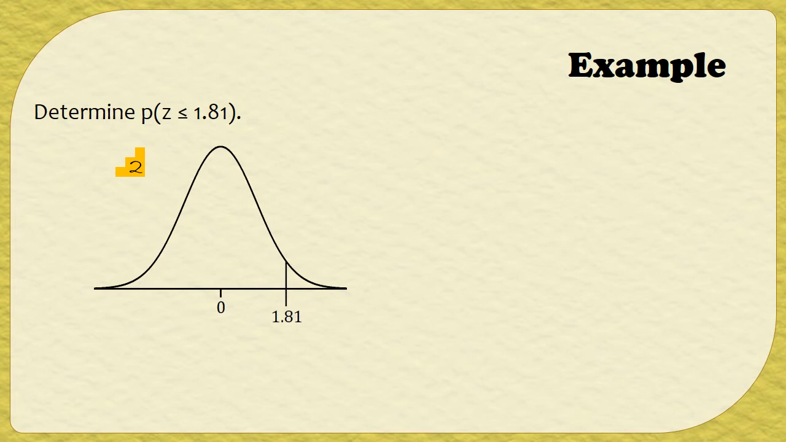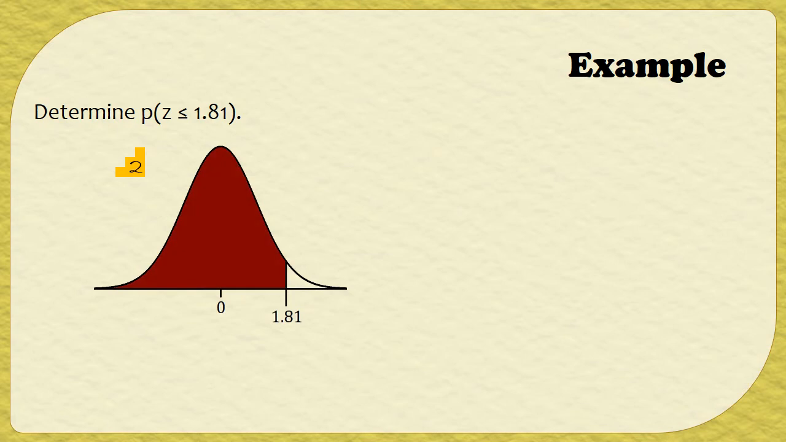Then, since we were asked to determine the probability that z is less than or equal to this 1.81, we're going to shade to the left of the 1.81. This is because this red region represents all of the values that have a z-score that is below 1.81.